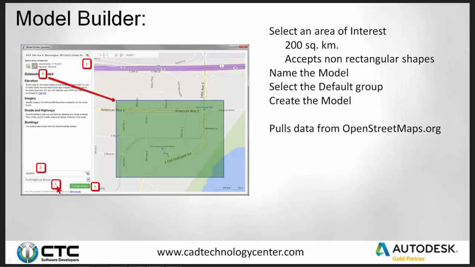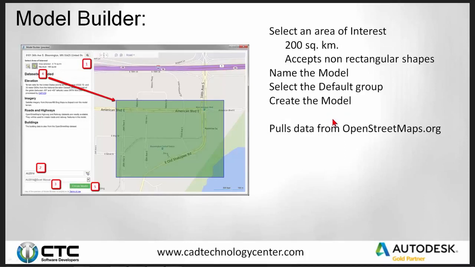Third, give it a group. AU 2014 is my default group. You can create multiple groups. We'll look at that further on. But what group do you want it to be a part of? And then the fifth step is actually just create the model.